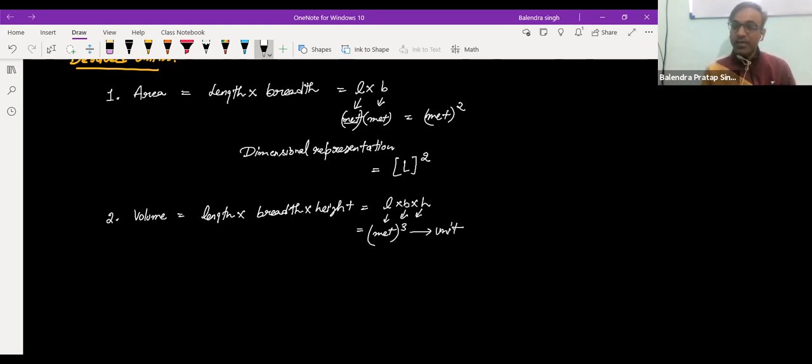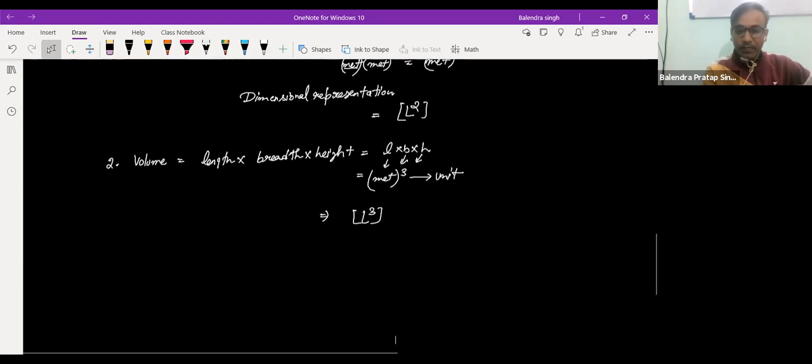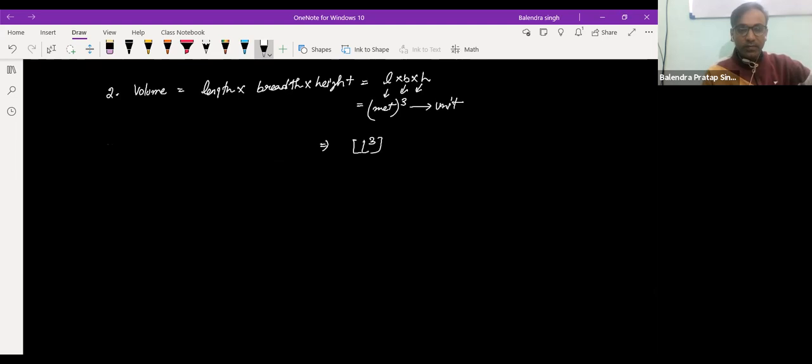And what is the dimensional representation? The dimensional representation of volume is L cube. Okay, I write L cube. And here the square is inside the bracket, L square, for the area. So next, the third one which I'm going to discuss is velocity.